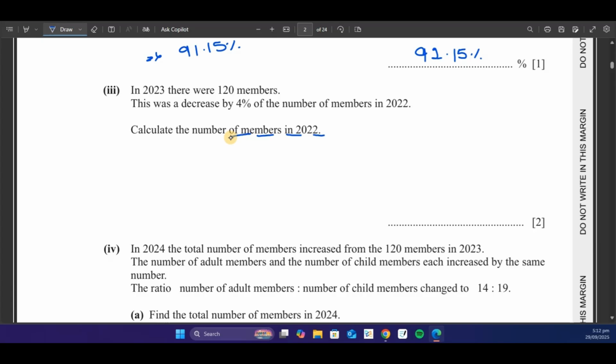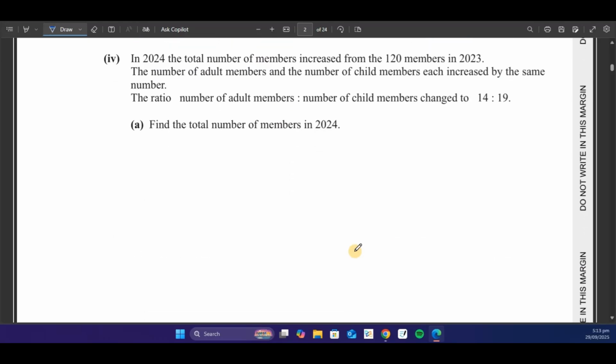So can we say that X, the number of members in 2022, multiplied by, because there was a decrease, first you had 100% of the members, then a decrease of 4% means that now you have only 96% of the members. Make sense? So we're going to say X into 96% equals 120 members. So that should give us 125 members. Perfect.